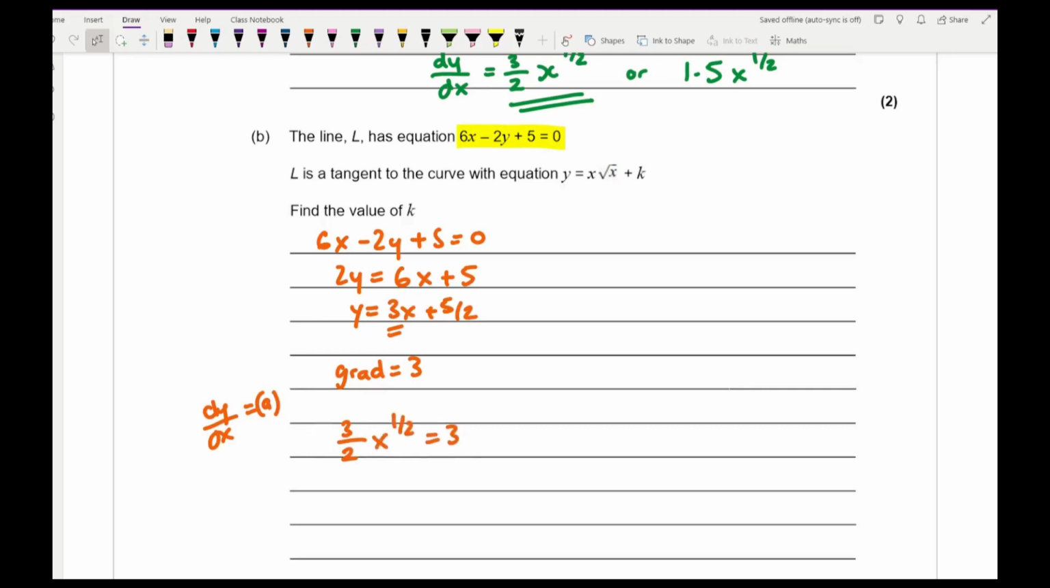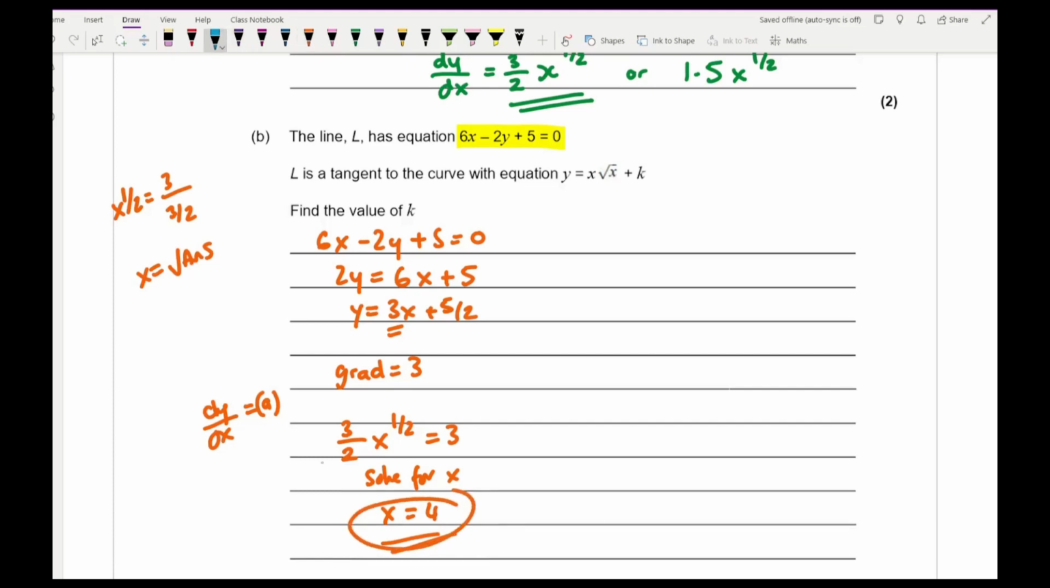Now doing a bit of rearranging, what we can then do is solve this for x. So here I've got x to the half equals 3 over 3 over 2, and then x equals the square root of the answer. We get an x value of 4. So then here what we need to do to find k is find our y ordinate and our x ordinate. So here I've got x equals 4.